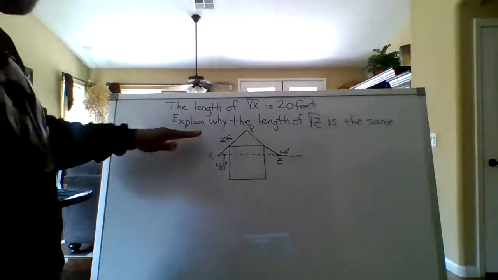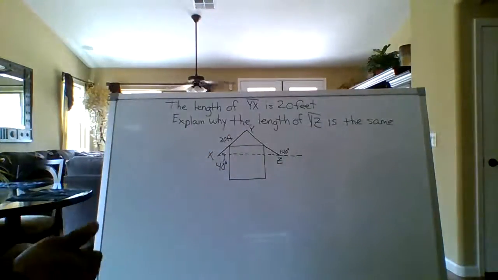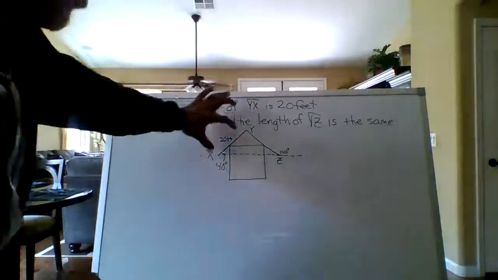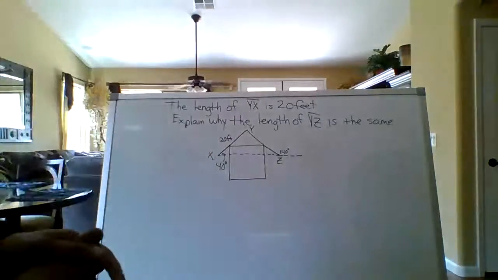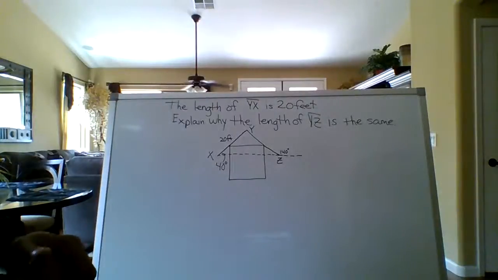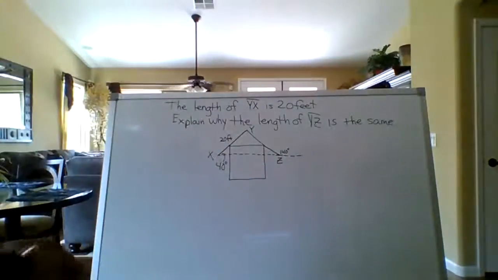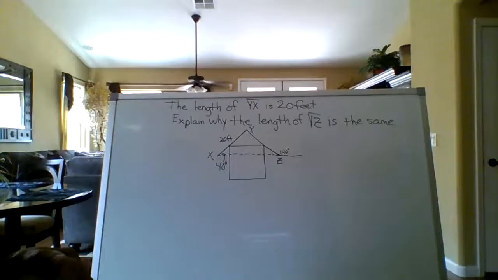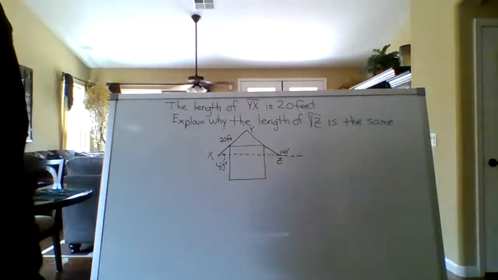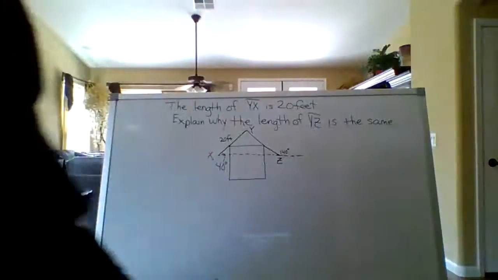Now, in this example, it says the length of YX is 20 feet. They want us to explain why the length of YZ would be the same. Now, we have this exterior angle here, which is 140 degrees.